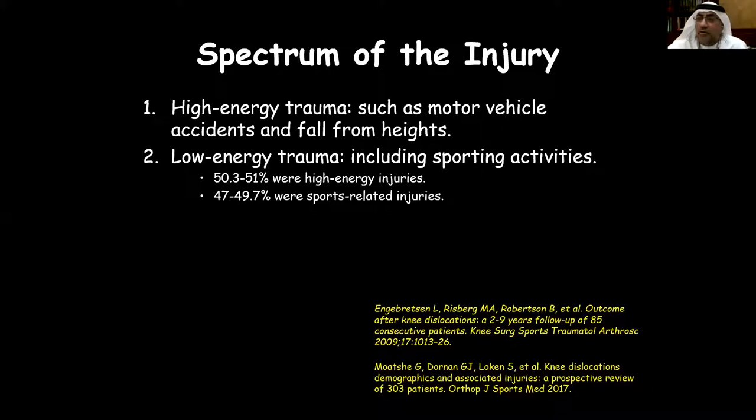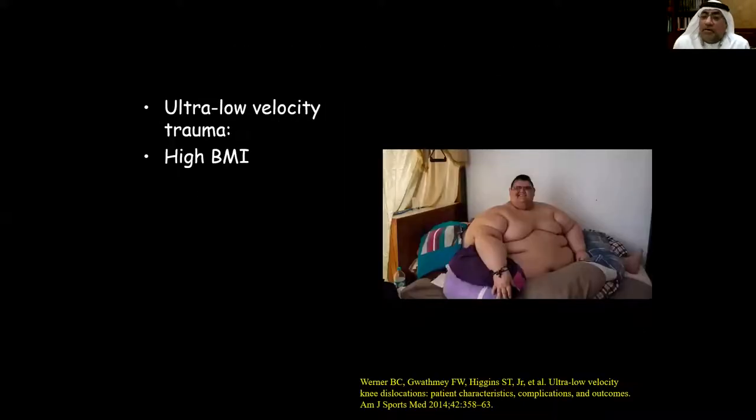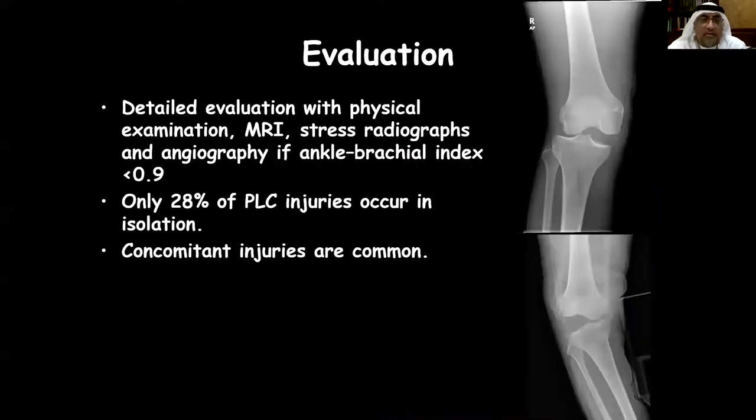This was okay, but recently, with the change in diet habits, we have started to see some other injuries that are considered ultra-low-velocity trauma, which is the morbidly obese patient. And these are a totally different problem, because they are usually associated with vascular and nerve injury, and with a higher complication rate due to the morbid obesity, anesthesia issues, and wound healing being a big issue.